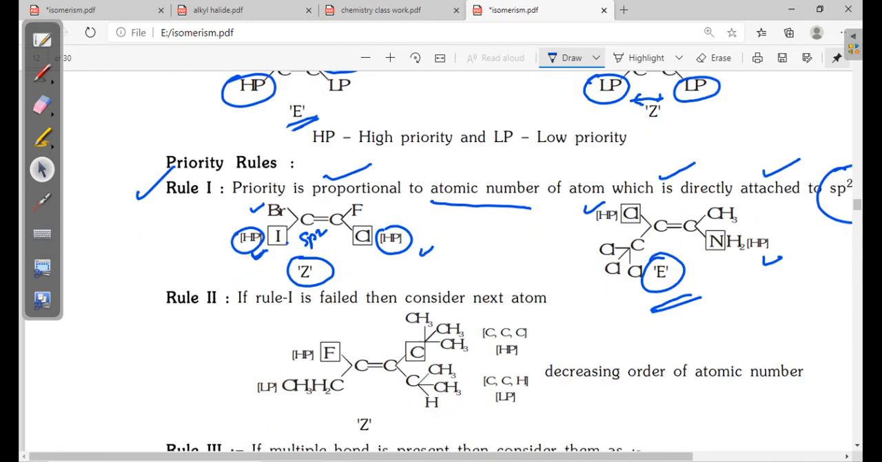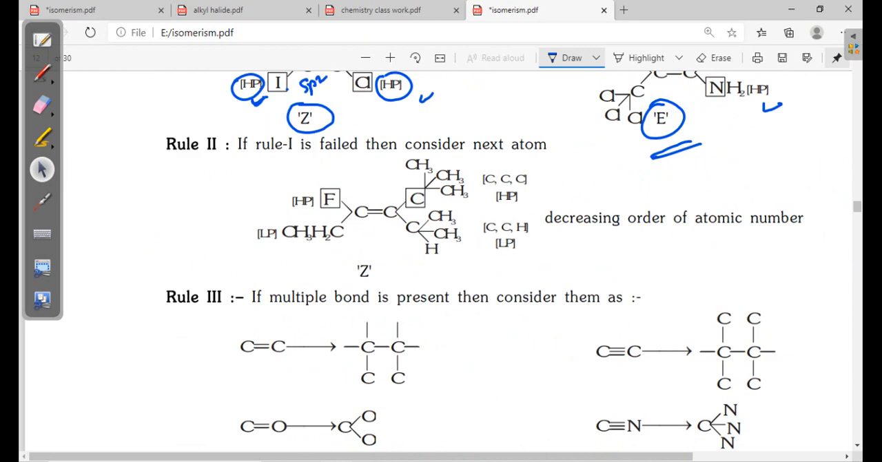Now some examples. If rule 1 fails, then consider the next atom. Suppose the same atoms are there, then you have to go to the next atom, just like in a dictionary, if the same letter is there, you go to the next letter. Here carbon is there, here also carbon is there. Next, here 2 carbons are there, here 3 carbons are there, so this one has the higher preference. Here we have fluorine and carbon; obviously fluorine has a higher atomic number than carbon, right? Higher and higher are on the same side, so it is Z.